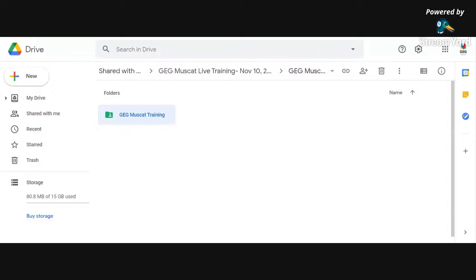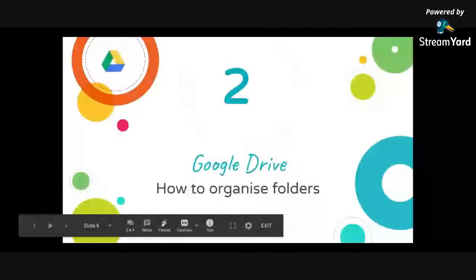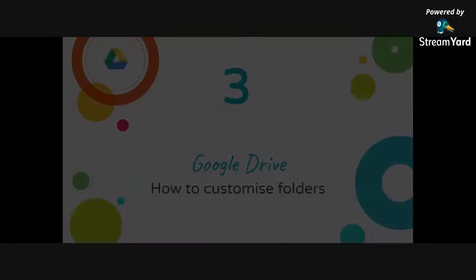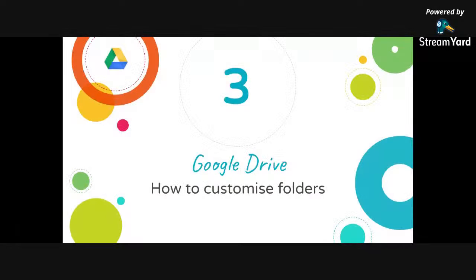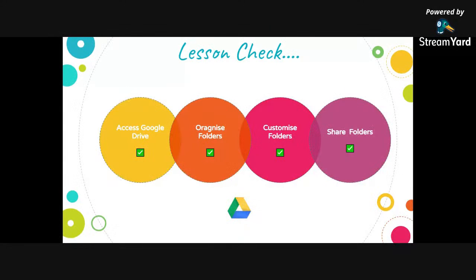So basically, this is probably a skill that most people are familiar with, but it's always nice to explore a little deeper to make sure that we're quite comfortable with what our technology can do for us. So we've looked at how to access Google Drive, we've organized a folder within a folder, and we've actually renamed a folder. We've customized the folder by changing the color and renaming it, and we've shared it with a colleague. So that's it for Google Drive for this evening.